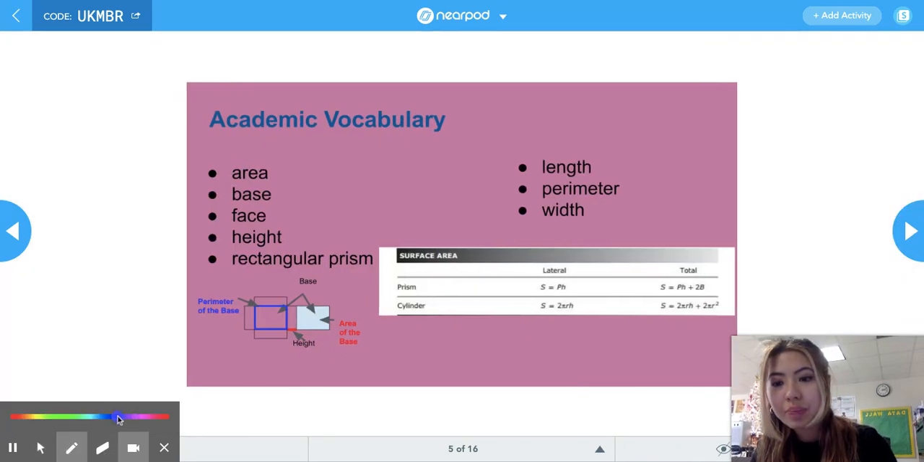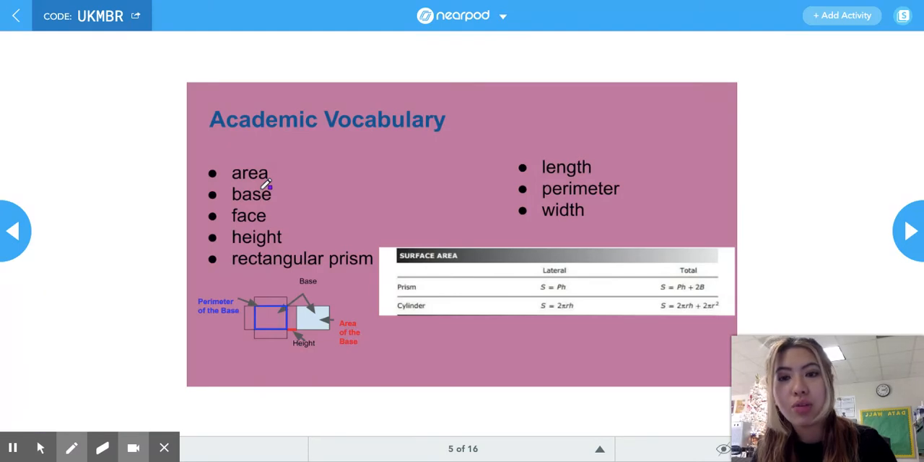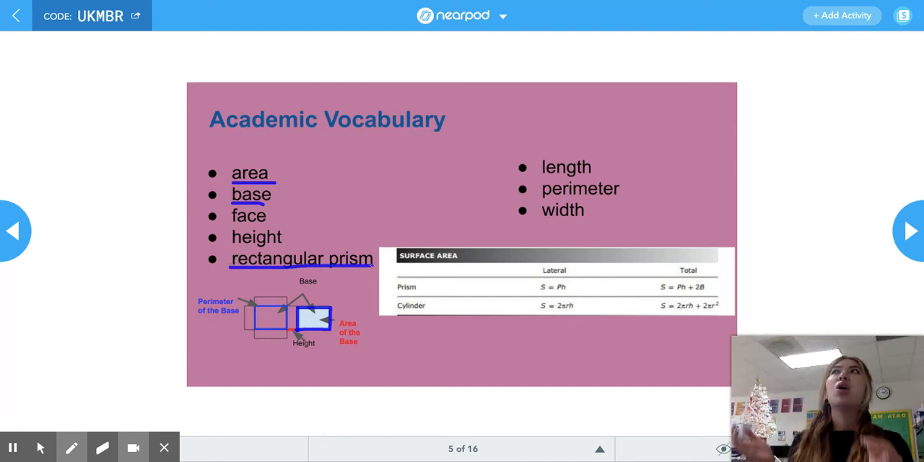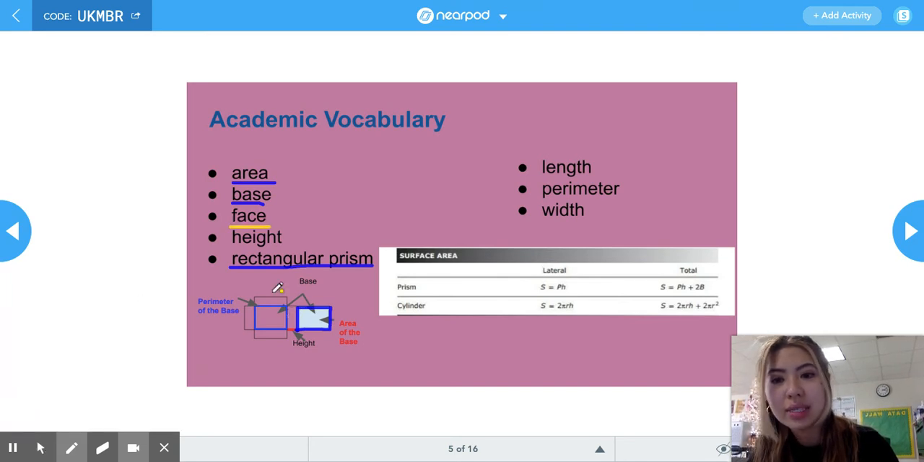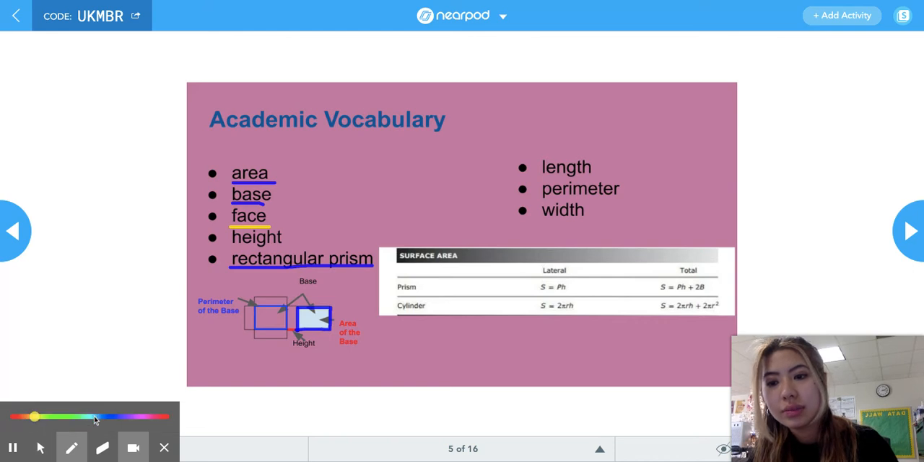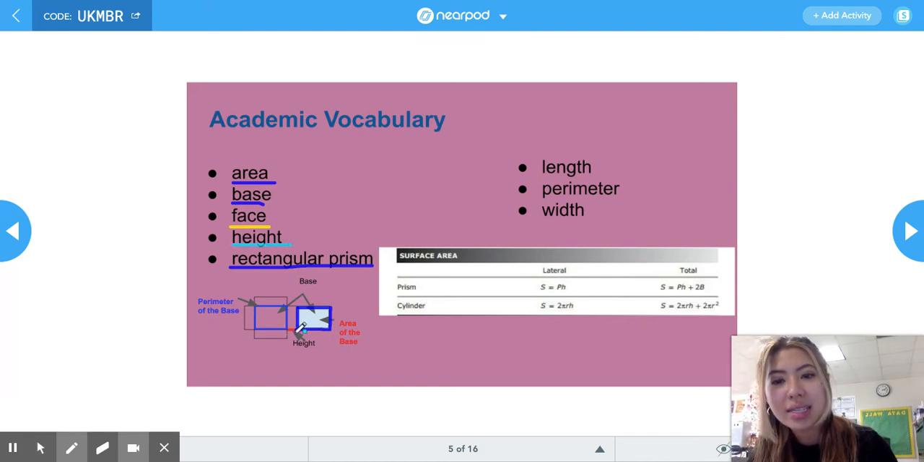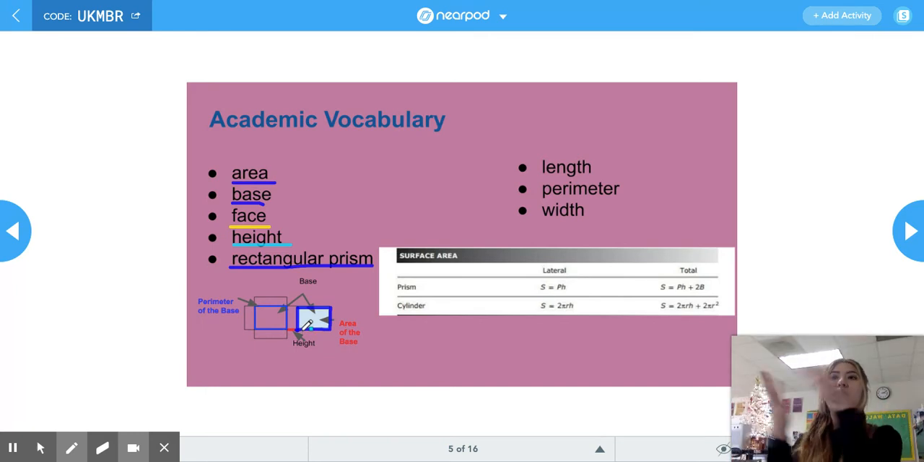So some important vocabulary words for us to go over are base and area. In this case, because we're working with rectangular prisms, the shape of our base is going to be a rectangle. And this is the net of a rectangular prism. The net is basically what the shape would look like if it were cut on the sides and unfolded. The faces are all the other sides that are not the base. The height in this net is this right here, but of course, if this net were folded, the height would be how tall the rectangular prism is.